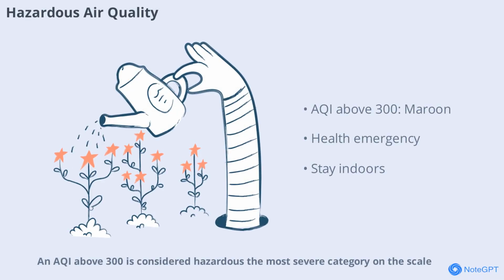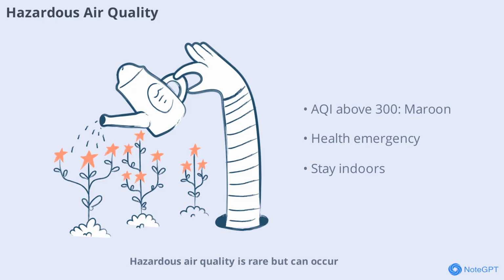AQI above 300 is considered hazardous, the most severe category on the scale. This is marked by maroon color and signals a health emergency for the entire population. Everyone may experience serious health effects, and authorities may recommend staying indoors, using air purifiers, or even evacuating in extreme cases. Outdoor activities should be avoided completely.